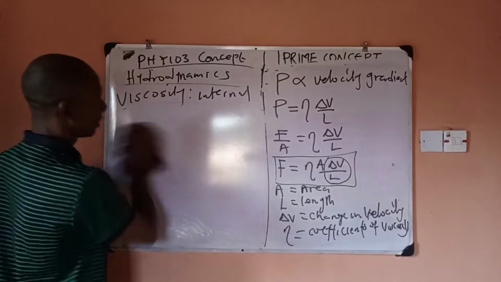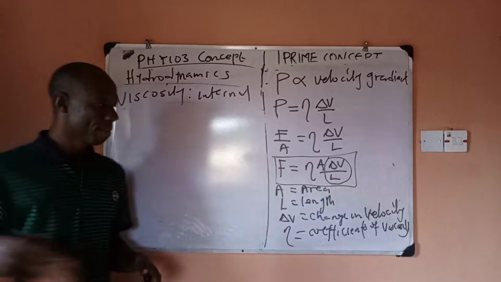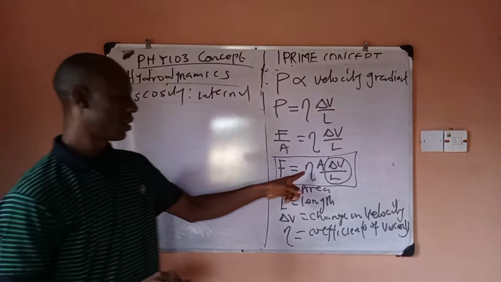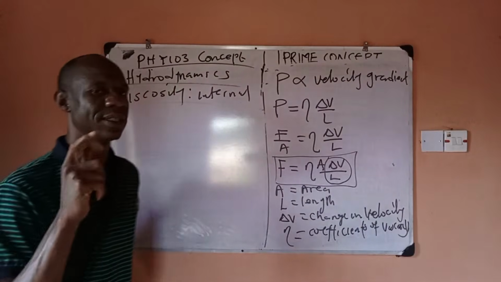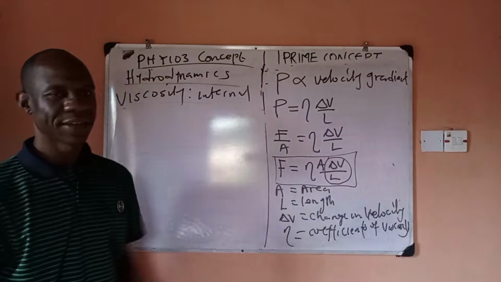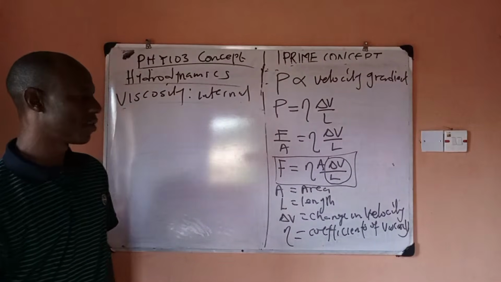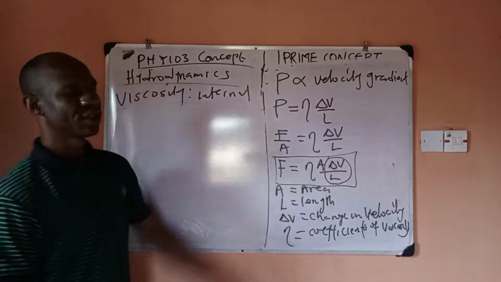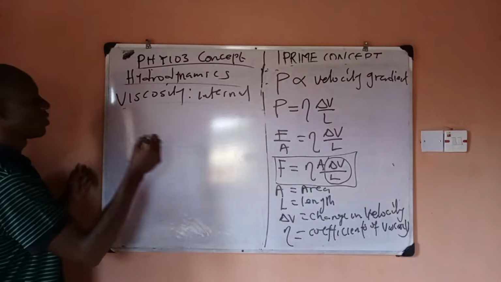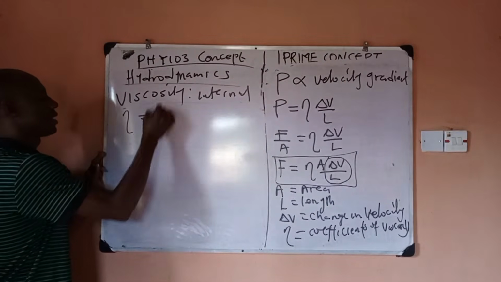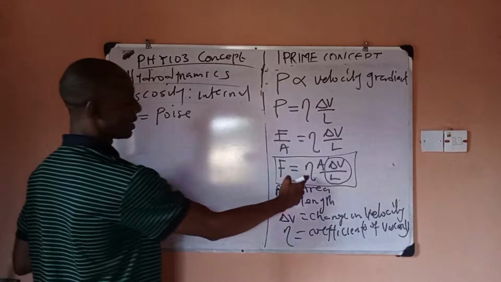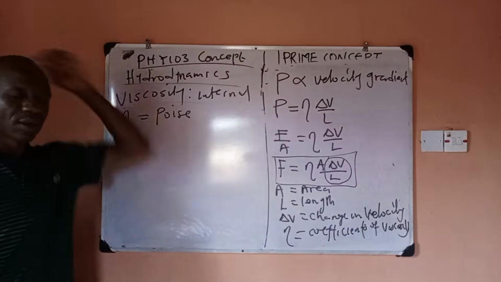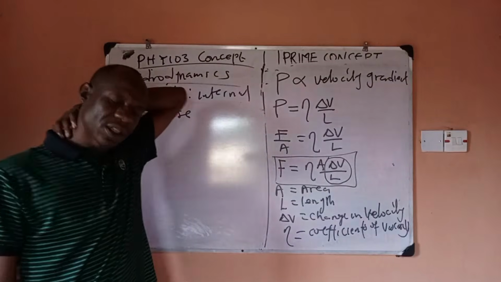So very quickly, you need to know the unit of viscosity. Who can tell me the unit of viscosity by derivation? I'm waiting. The unit of viscosity is actually poise, but by derivation, who can derive the actual unit of viscosity?